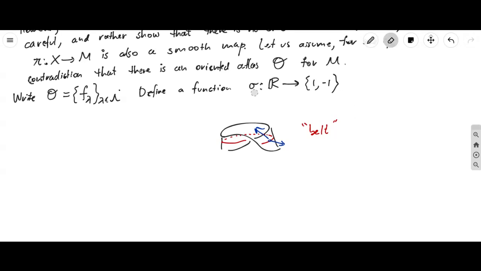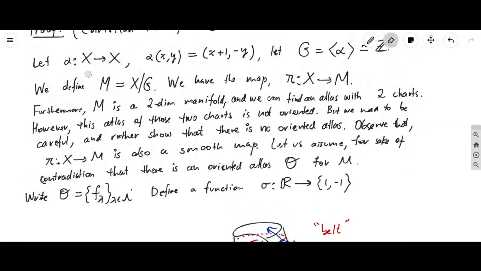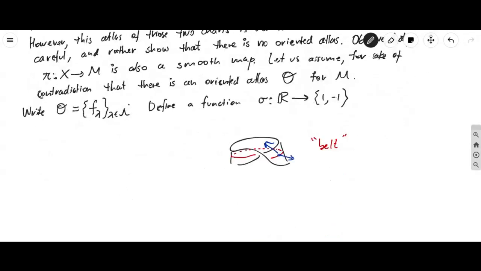And before I give you the way this function is defined, I want to give you the motivation for what we're doing. This is the Mobius band. And the way we're getting the Mobius band is we are starting with x, and we're introducing this group of automorphisms, and that quotient is how we get the Mobius band. So the idea here is we have a map from x, right? So this is m, and this is x. Okay, so x is this infinite band.